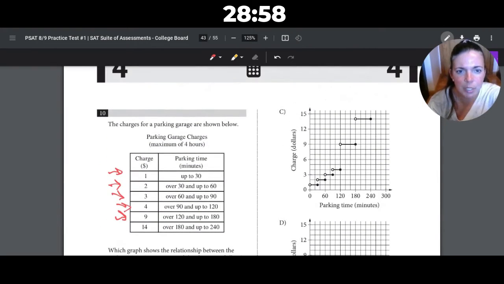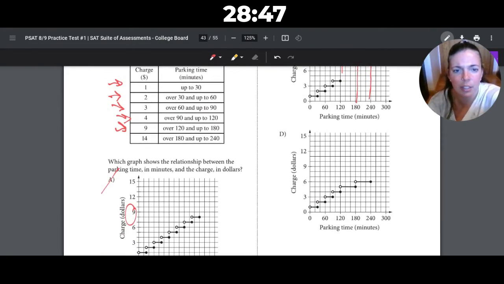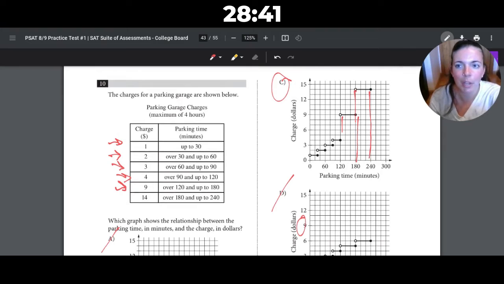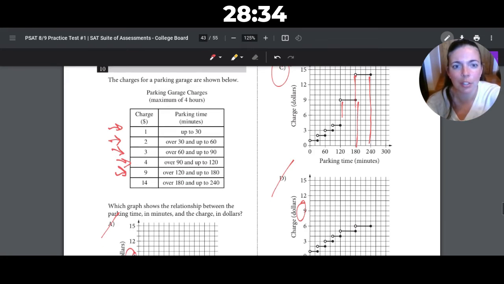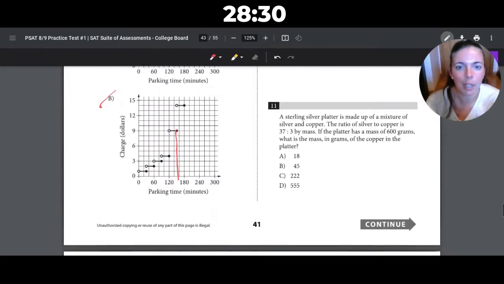Okay, we see another jump here, 120 to 180. 180 to 240. That's what we're looking for. Okay. C it is. And just to double check D, yeah, D does not go up to our $9 and $14 charges. So it would have to be option C. So using process of elimination here is saving us some time from really having to go through and figure out exactly what this would look like. We can just eliminate the options that don't make sense.